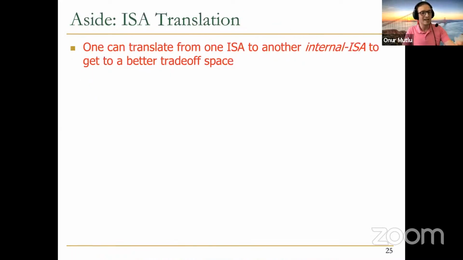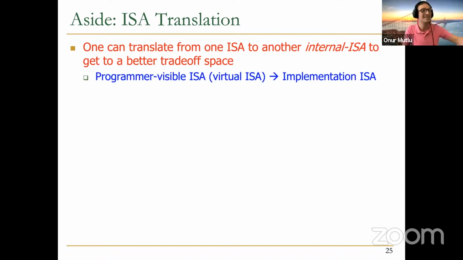Okay, let me give you one aside and we will conclude VLIW. I give this aside because we talked about ISA translation before, but I'm going to talk about why Transmeta translated the x86 ISA to VLIW. Basically, we said earlier that one can translate from one ISA to another internal ISA to get to a better trade-off space. Your programmer visible ISA may not be great, x86 let's say, but you can make your implementation ISA really cool and easy to design hardware for, right? And in between, you employ some translation mechanism.